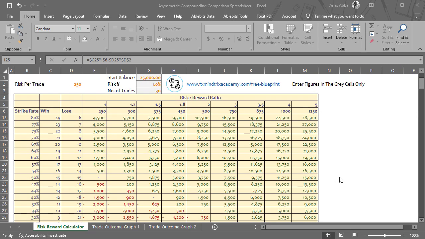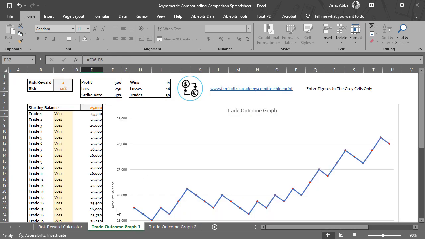Just to show you the power of asymmetric compounding, I'm going to show you the outcome of the same strategy, taking 30 trades using 2 different risk management techniques, okay? So for the first one, let's assume that you took 30 trades, okay? And you're trading with a 1:2 risk to reward ratio. Now, this is a trade outcome graph. Assuming you took these 30 trades, let's say you're planning to take a $25,000 FTMO challenge, okay?